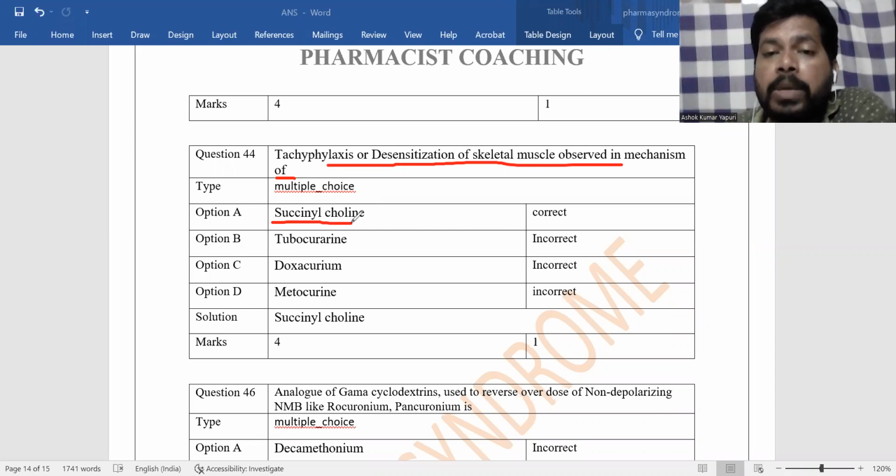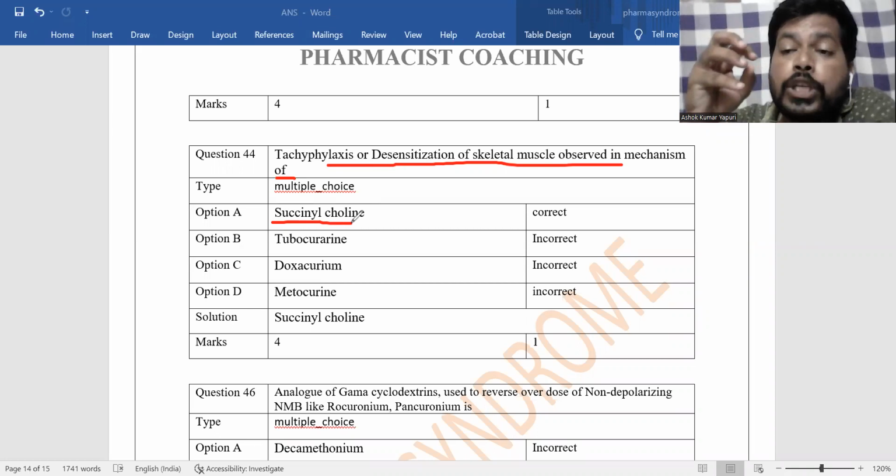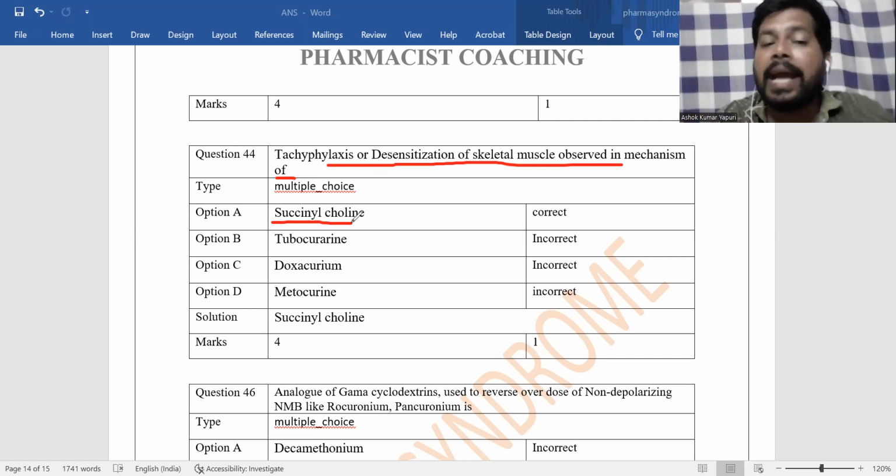Regarding the mechanism, initially it produces depolarization which stimulates skeletal muscle, but continuously it produces partial depolarization which is not sufficient for a full muscle contraction. Because of the partial depolarization, the muscle becomes fatigued, causing tachyphylaxis or desensitization. That is what you can observe in the mechanism of succinylcholine.